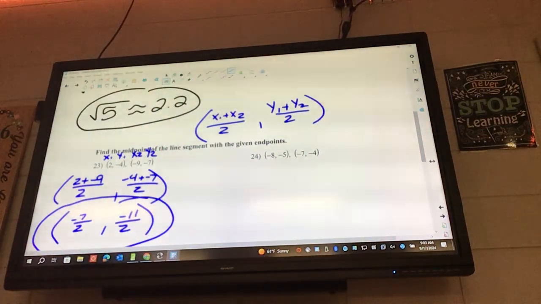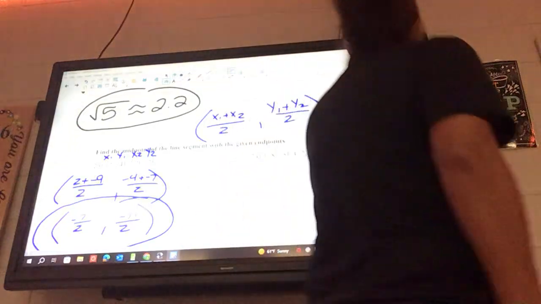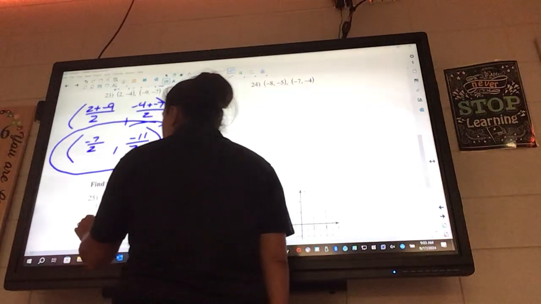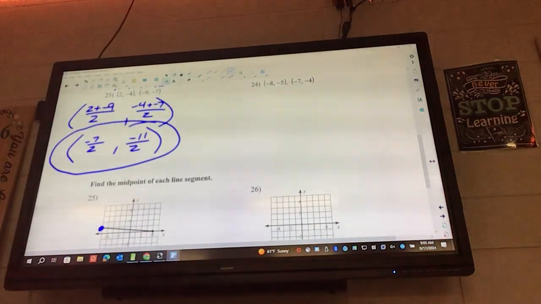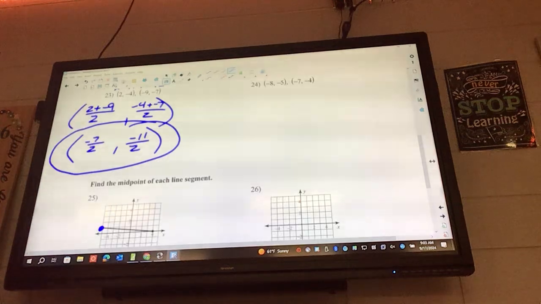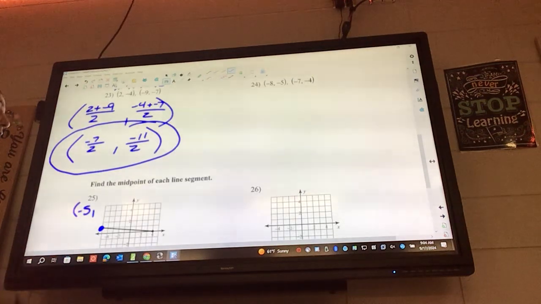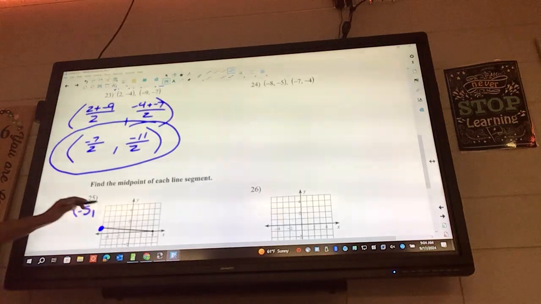Okay, number 25 is the exact same. You just need to find the coordinates first. So how much do you go left or right first, and then either up or down? If I'm trying to get to this first dot, how much am I going to go left or right? Left 5, so that's going to be a negative 5. Remember, if we go left or down. Then am I going to go up or down? Up 1.